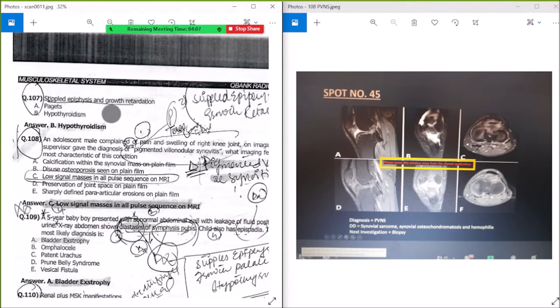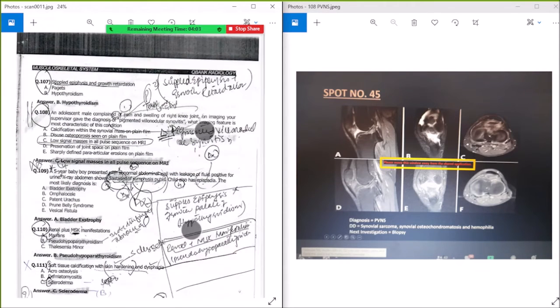107. Stippled epiphyses and growth retardation are seen in hypothyroidism.